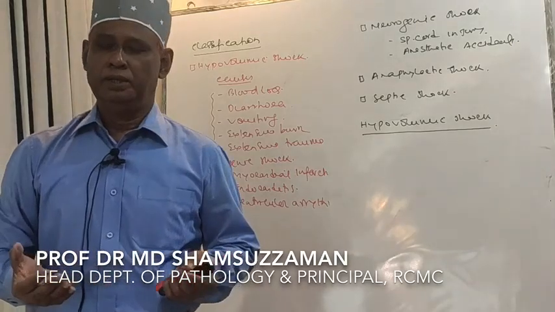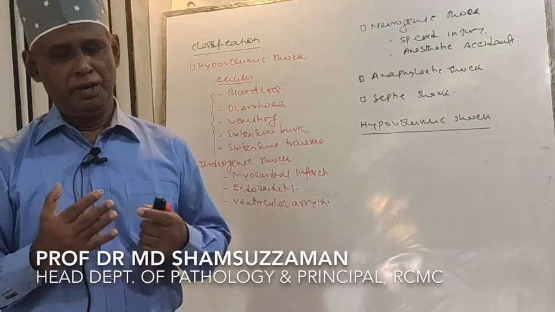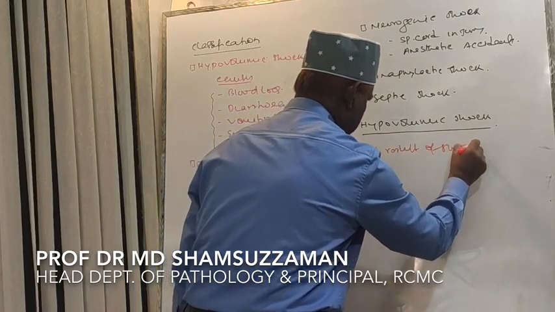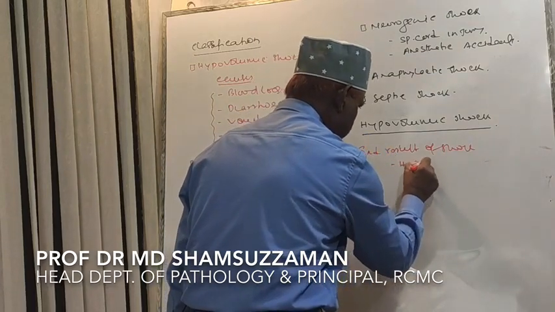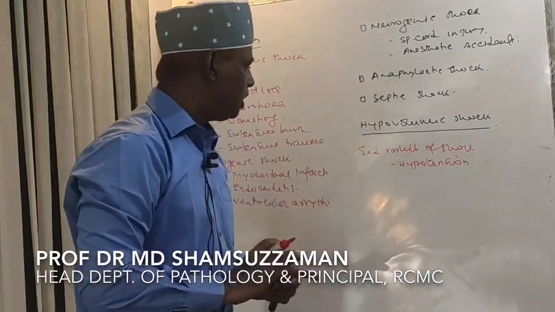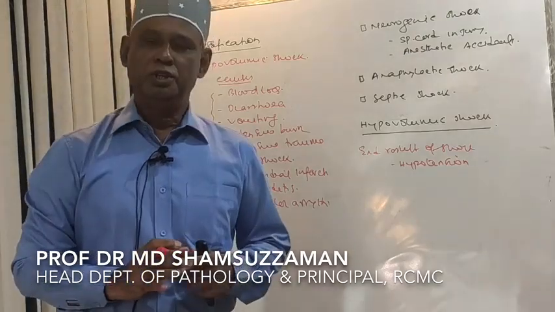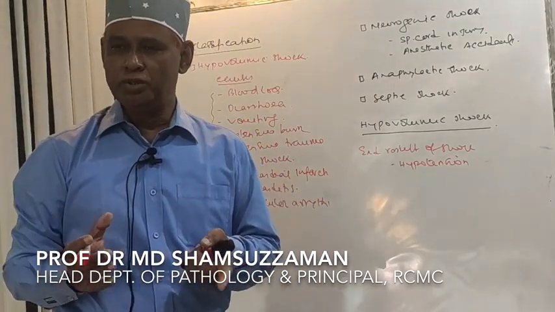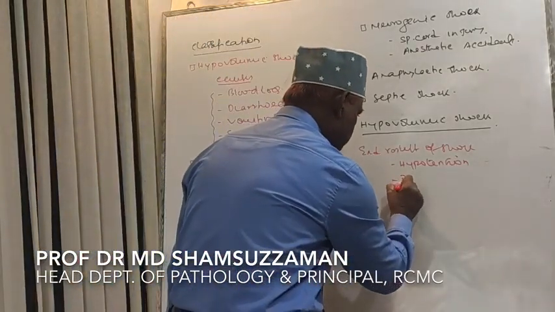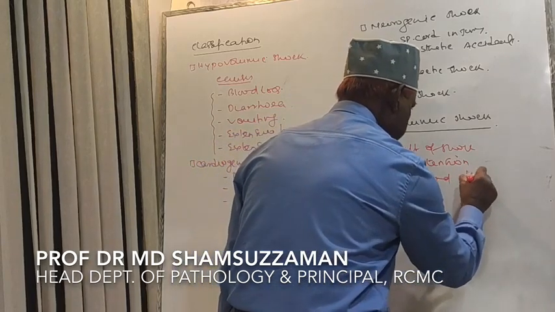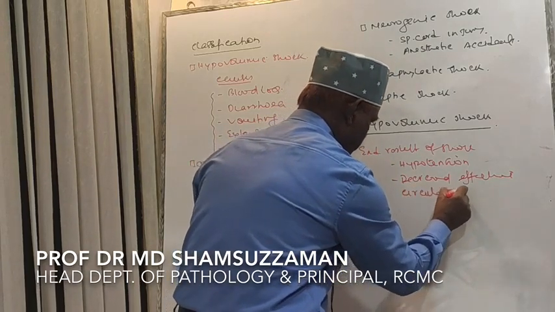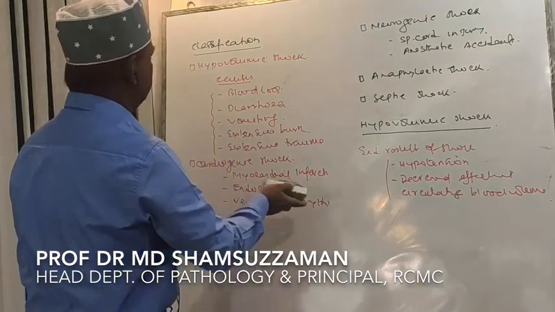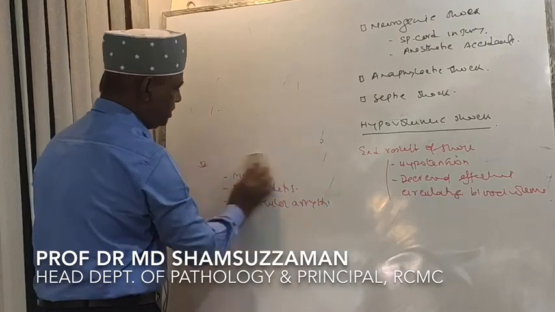Dear audience, the end result of shock is hypotension. And in shock, there is decreased effective circulating blood volume. What happens in shock? There is hypotension and there is decreased effective circulating blood volume. So the end result of shock is hypotension, and in shock there is decreased effective circulating blood volume.